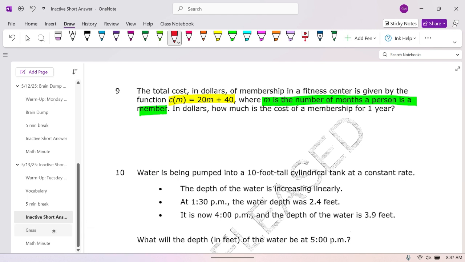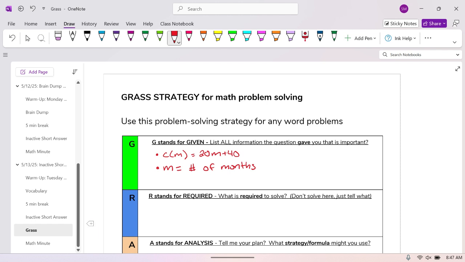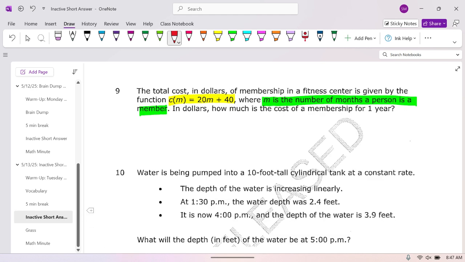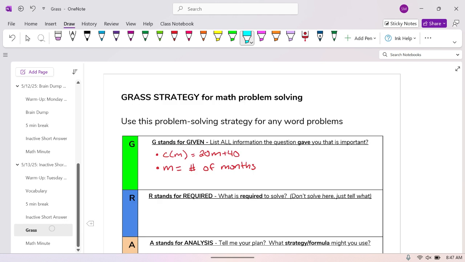What is required? So this comes from the question. What is it asking us to do? What is it asking us to solve for? Someone raise their hand and tell me that. So what is the cost of the membership for what? For 1 year. So they want to know the cost in dollars for the membership for 1 year. All right. So what they want to know is cost for 1 year membership.